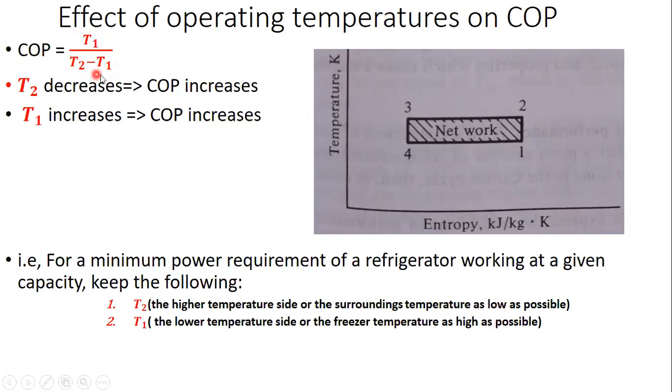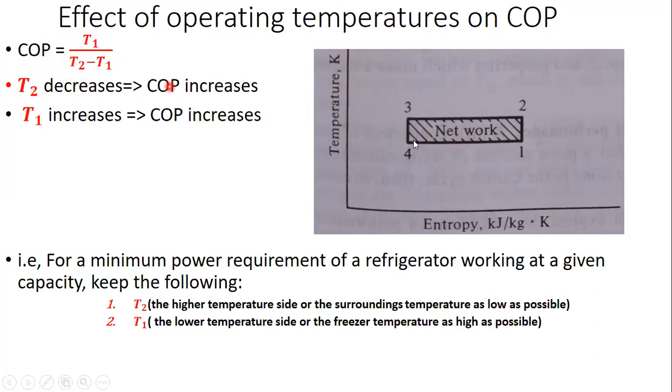Last class we studied that the coefficient of performance, that is COP, of a Carnot refrigeration system is given by T1 by T2 minus T1, where both T1 and T4 are the same. T1 is nothing but the lowest temperature maintained inside a refrigeration cycle. For example, the temperature of the freezer compartment of our household refrigerator.